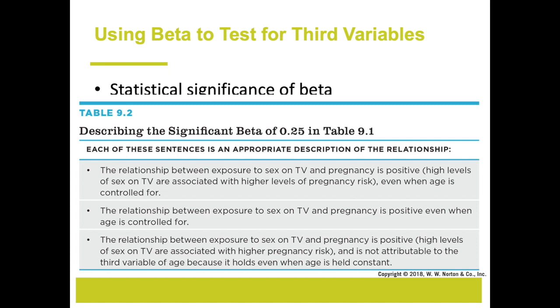Another, the relationship between exposure to sex on TV and pregnancy is positive, even when age is controlled for. Another one, the relationship between exposure to sex on TV and pregnancy is positive and is not attributable to the third variable of age because it holds even when age is held constant. All of those work. They're all trying to get at the idea of when you make everyone the same age, does exposure to sex on TV still relate to pregnancy?